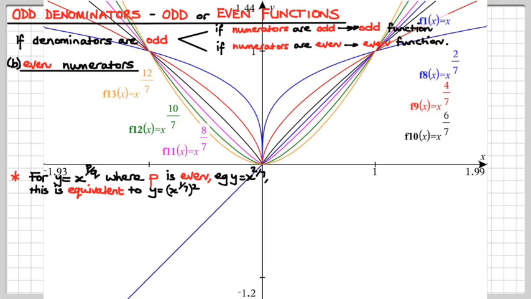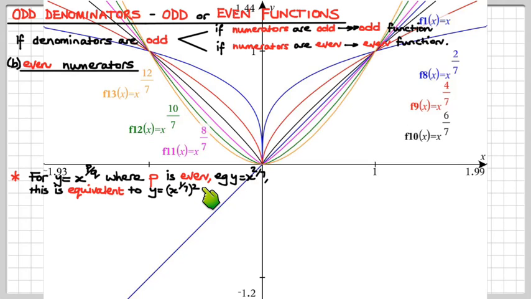Okay, this is equivalent to, oh yes, this is why you get the positive. But this is why this side is positive instead of down here like they were on the previous screens, like for y equals x to the 1 over 7 or 3 over 7 or 5 over 7. This is different. These are even numerators. So this is equivalent to y equals x to the 1 over 7, according to your index laws, squared.